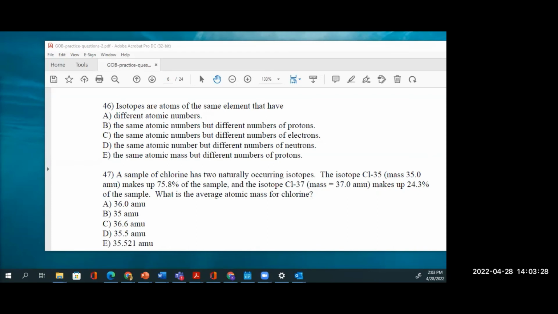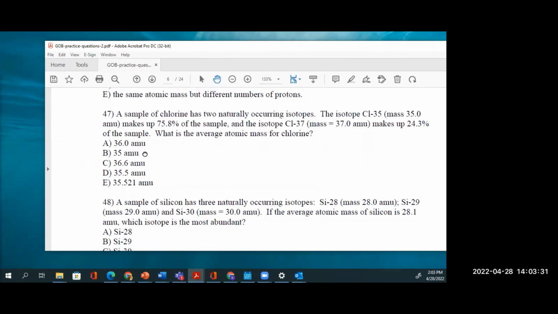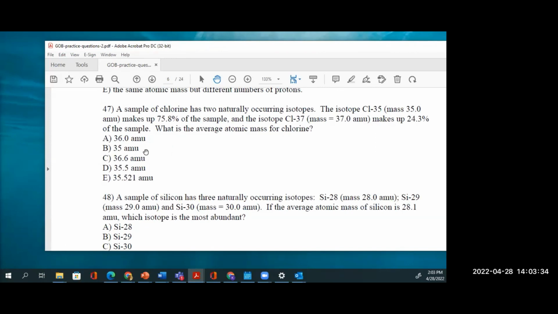Okay, 47. A sample of chlorine has 2 naturally occurring isotopes. The isotope Cl-35, mass 35.0 AMU, makes up 75.8% of the sample. The isotope Cl-37 has a mass equal to 37.0 AMU and makes up 24.3% of the sample weight. What is the average atomic mass for chlorine?